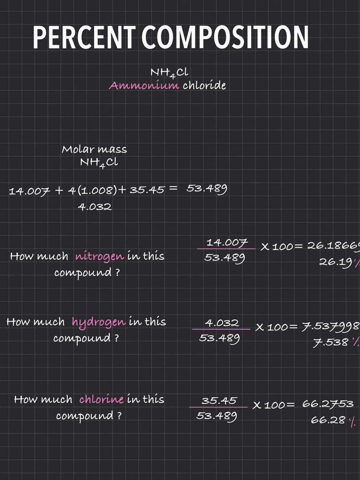Now, something I want you to notice, that if we had all of these numbers here, unrounded, the whole number, and we added them together, they would add to 100%, okay? So again, nitrogen in this compound is going to be 26.19%, hydrogen is going to be roughly 7.538%, and chlorine is going to be 66.28%, okay?